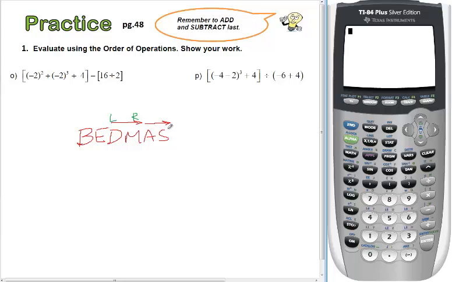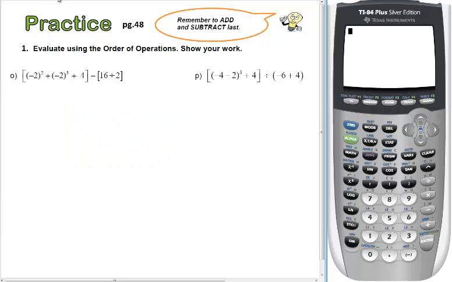And addition or subtraction is last. Remember, addition and subtraction are last, and again, we go from left to right. Do whichever one occurs first, going from left to right. So there's the BEDMAS. Let's have a look at how we do it.